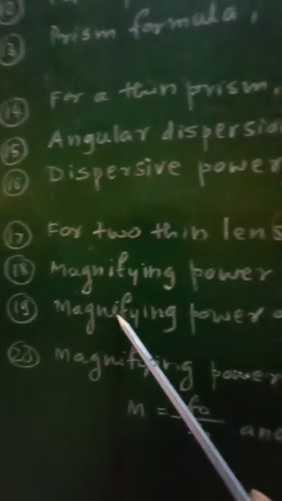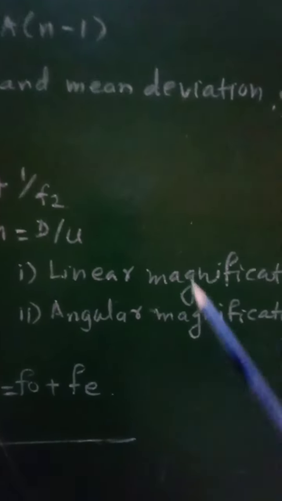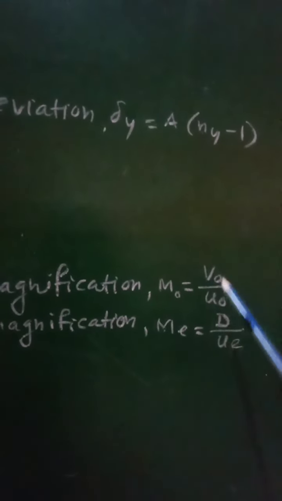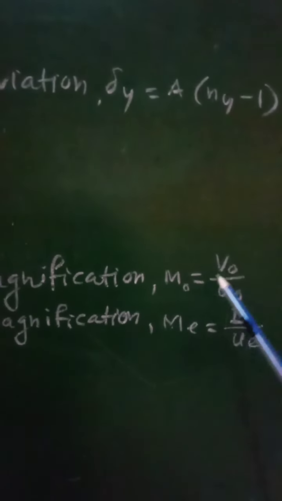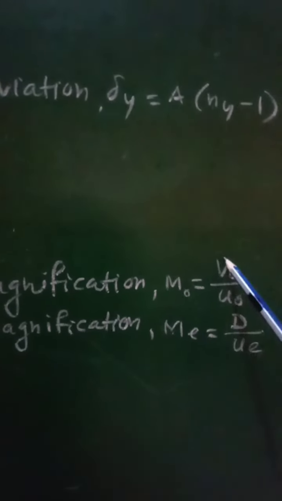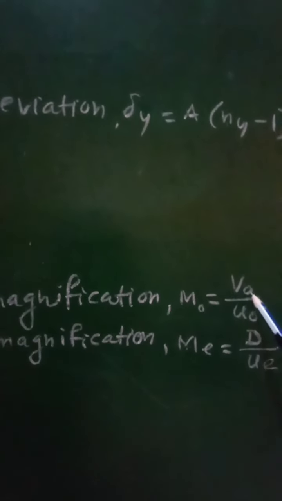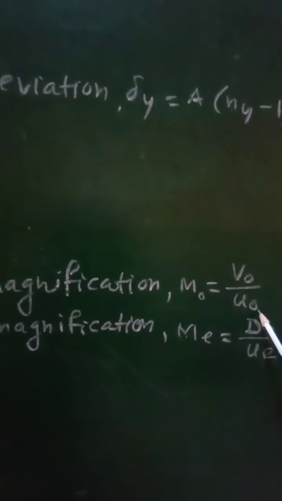Similarly, the 19th formula gives the magnifying power of a compound microscope. In case of a compound microscope, we can define two magnifications, linear and angular. The linear magnification MO is equal to vO upon uO, where vO is the image distance for the objective and uO is the object distance for the objective.